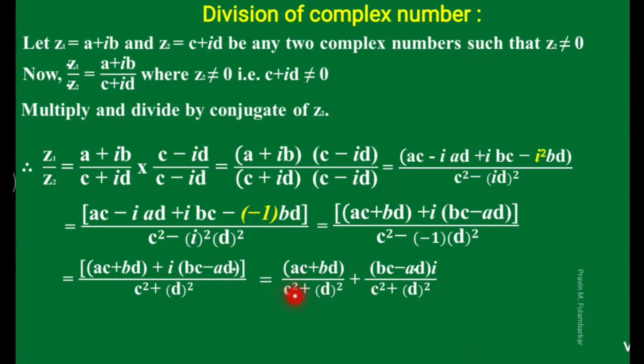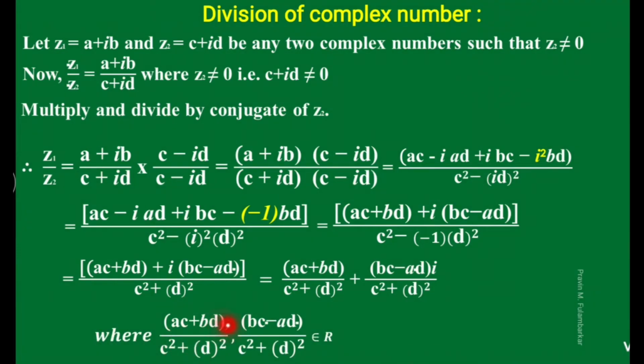So from this we can separate the value of a and the value of b, because here the first part is the real part and this coefficient of i is the imaginary part. So we write here ac plus bd upon c square plus d square, and bc minus ad upon c square plus d square belong to R. So in this way we can divide any complex numbers.